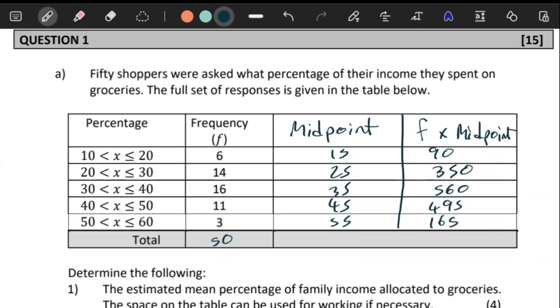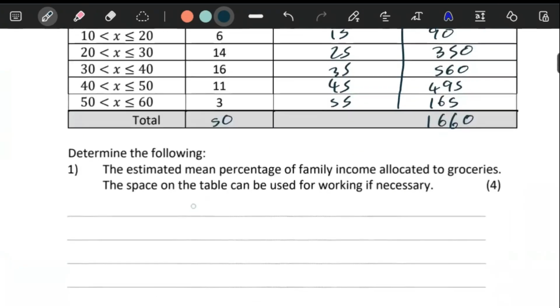So you want to add up all these numbers, right? 90 plus the 350 plus the 560 plus the 495 plus the 165. You see, that's going to give you 1660. So this total, you want to take that total and then you want to divide it by 50. So let's see what this gives us. This is giving us an average of 33.2%. So this paper wants us to round off to 2 decimal places.